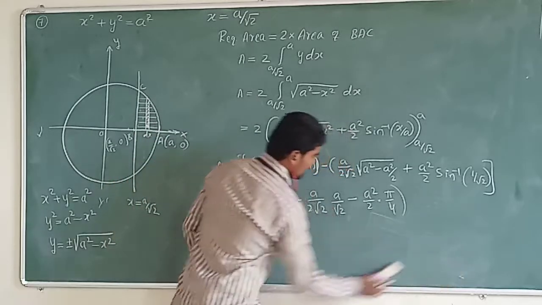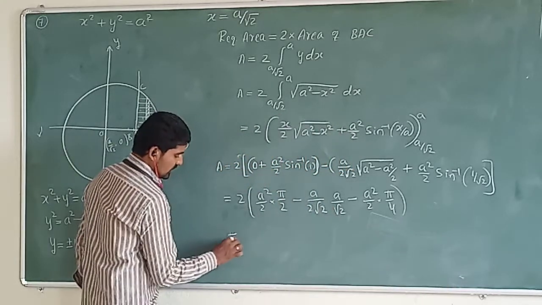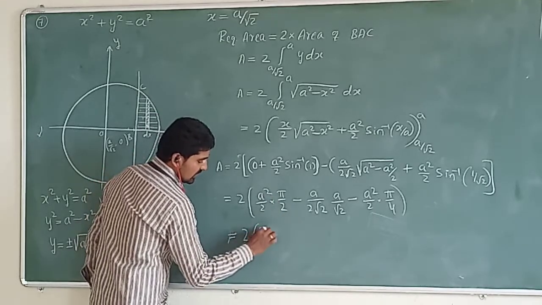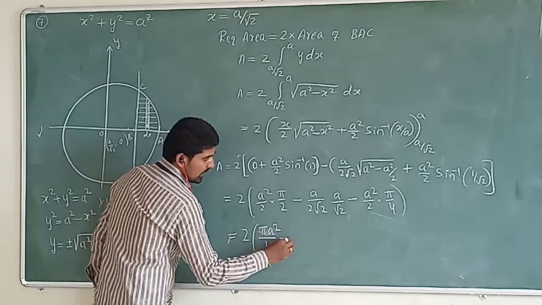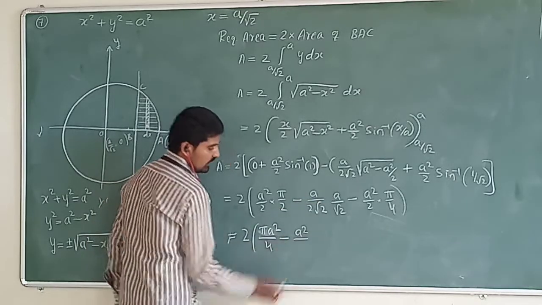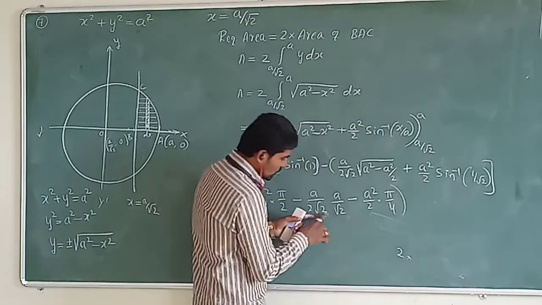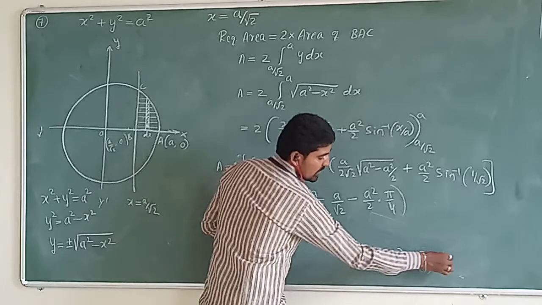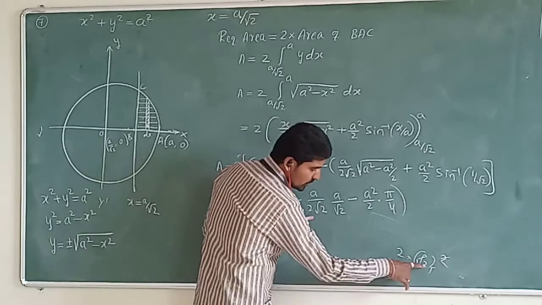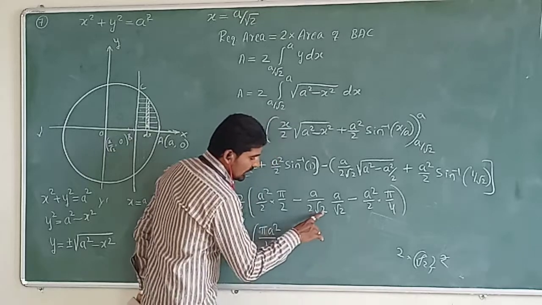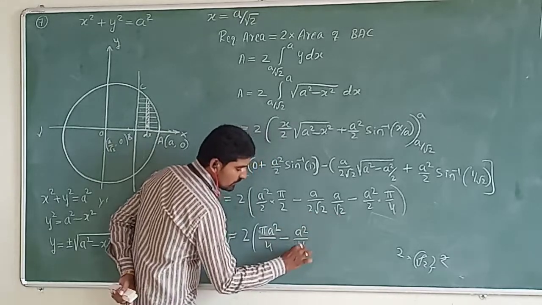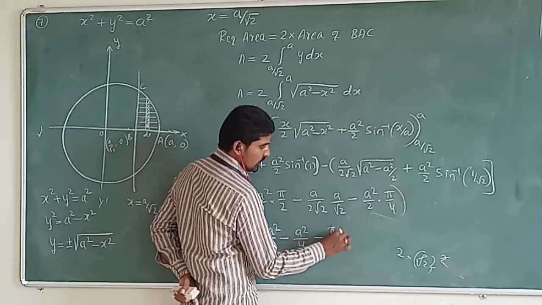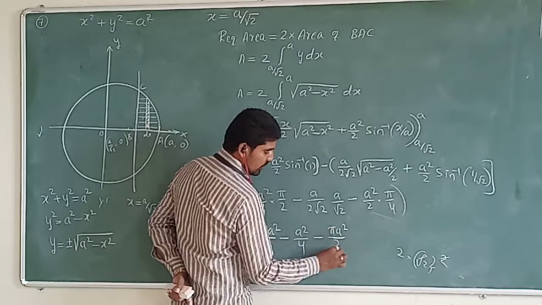Next is what? Therefore the value of A is equal to 2 into pi into a square, pi a square divided by 2 into 2, 4, minus a into a square divided by 2 into root 2 into root 2. What is root 2 into root 2? Root 2 whole square. Now this square root and square get cancelled. 2 into 2 is 4. So 2 into root 2 into root 2 is equal to 4. Therefore a square divided by 4 minus pi into a square, pi into a square divided by 2 into 4 is 8.